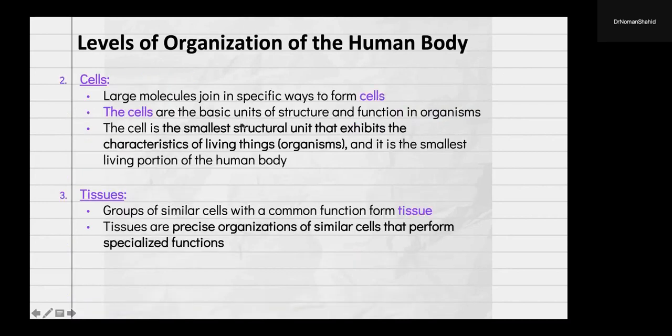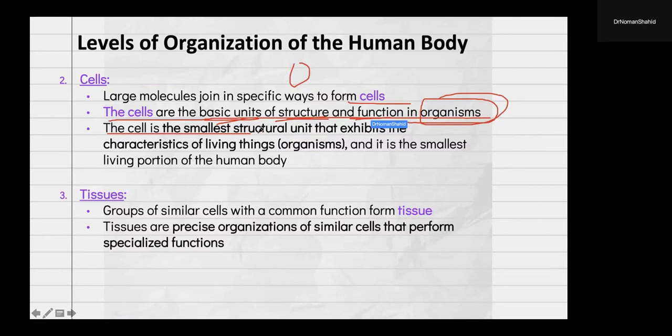After the chemical level, we have the cellular level, where large molecules join in a specific way. They make some organelles, and then they form cells. The cells are the basic units of structure and function in organisms. What is the cell? The cell is the basic living unit of structure and function in an organism.